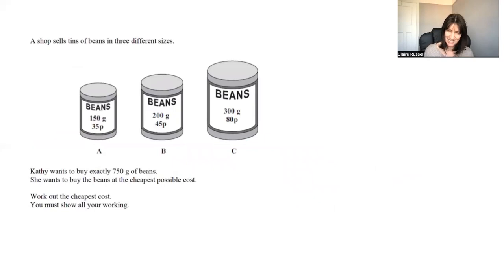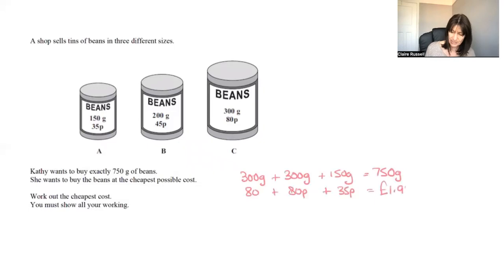Okay, so Kathy wants to buy exactly 750 grams and she wants to do this as cheaply as possible. So if we take the large can, which is 300 grams, and add another 300 grams, that gets me to 600. And then all I need is a small 150 grams, and that's going to give me what I need to purchase. So that is 80p plus 80p plus 35p. Okay, and that comes out at £1.95.